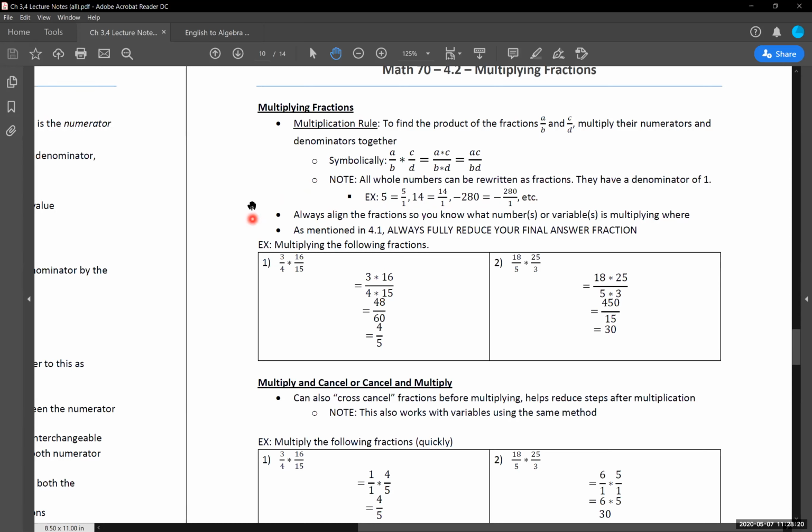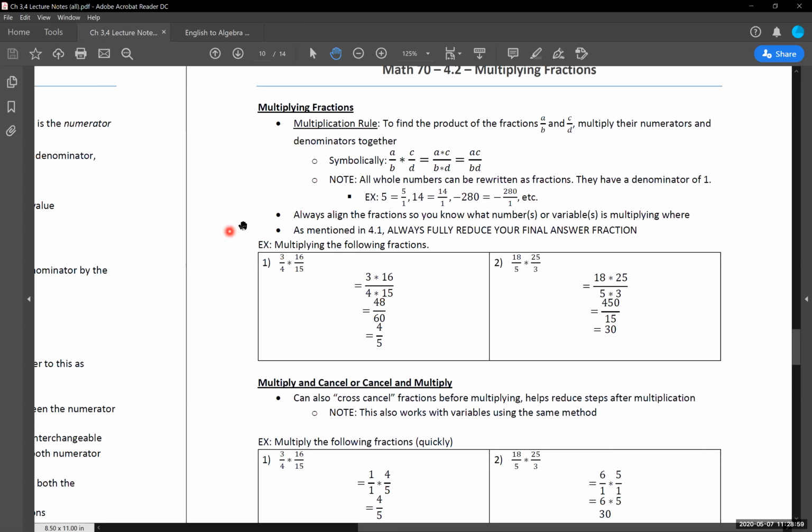So a couple of the notes I want to make for you guys. Always make sure that you align the fractions so you know what numbers or variables are multiplying where. A lot of people will just very haphazardly write some fractions down, and I'll show you guys an example of what that looks like here with some of these ones in a second. But make sure your work is neat and organized. If you are multiplying fractions and you accidentally multiply the wrong things together, you're going to get wrong answers. So make sure the numerators align with one another, make sure the denominators align with one another, and then multiply straight across.